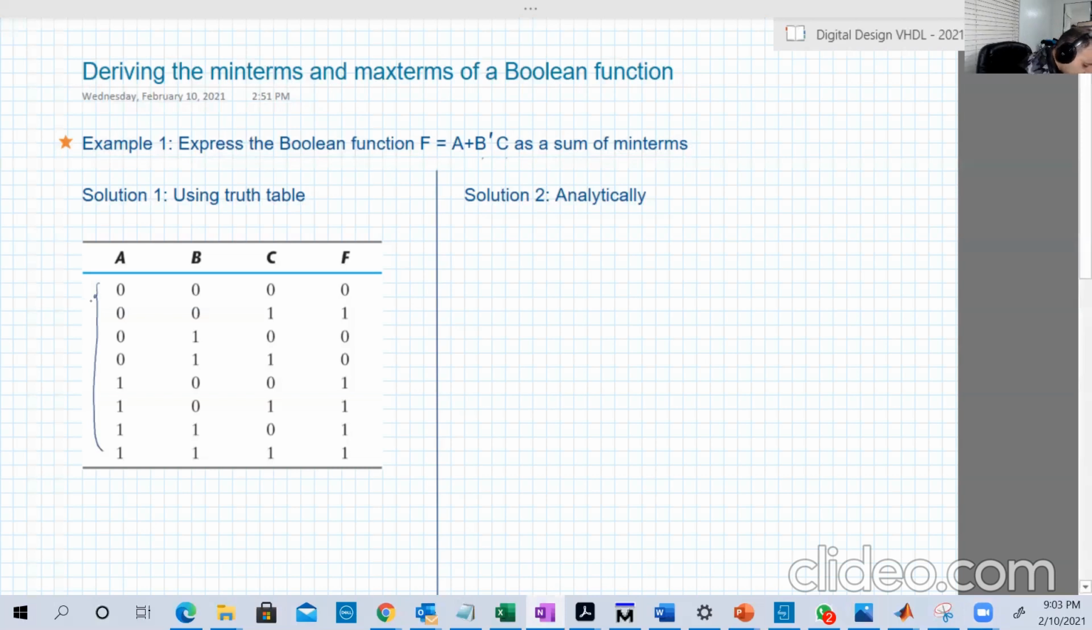For example, when a is 0, b is 0, c is 0, then we have 0 or b prime, which will be 1, dot 0, so this will be 0, and so on. Now we look at the ones, because these are the min terms, right? And our function will be just the sum of these min terms. So remember the numbers: 0, 1, 2, 3, 4, 5, 6, 7. So basically f is the sum of m1, m4, m5, m6, and m7.